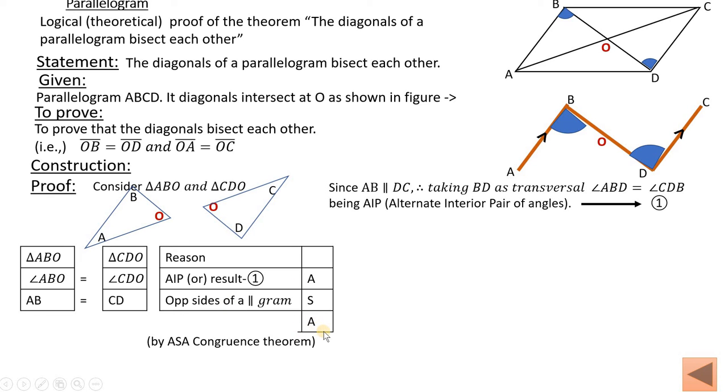We have another pair of angles to be equal, the corresponding angles. For that, we will take the other way. We will take BA, C and D. This way we will take it, so that I have dropped down here as you have seen in the animation. Here again AB and CD are parallel lines. Since these two are parallel lines, taking AC as transversal, you can say angle ABC or ABO should be equal to angle DCA, or you can say DCO.